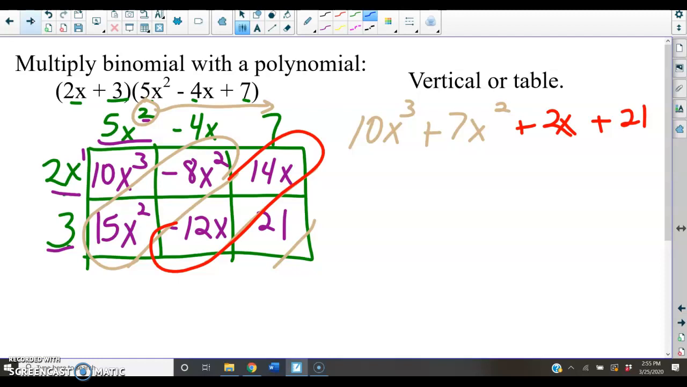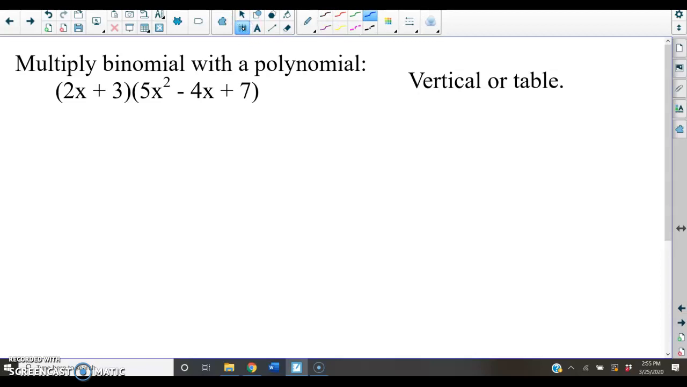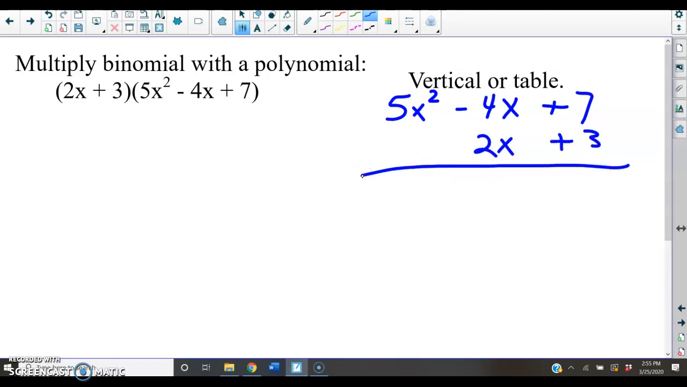Okay. Let's take a look at this one again. Never hurts to see the same problem twice. Okay. Let's do the vertical, and then let's use the table. So the vertical, it does not matter which one's on top. So I got 5x squared minus 4x plus 7. If you're like me, you always did the bigger number on the top in that algorithm. Okay. Take 3 times everything. That's a positive 21, a negative 12x, a positive 15x squared.